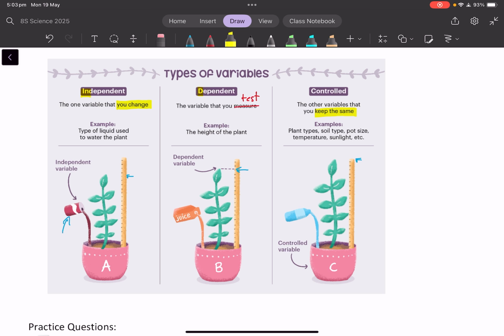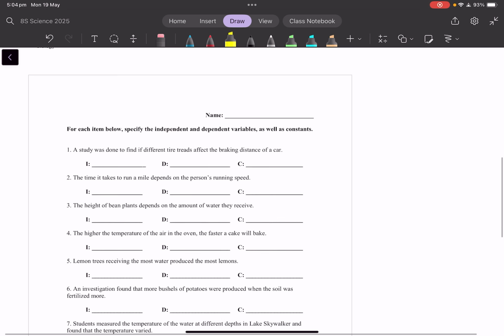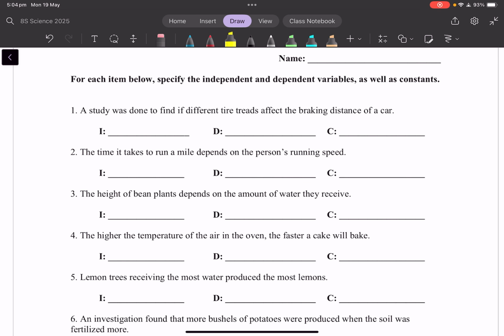So in our experiment, what stays the same? Well, ideally, we're keeping the plants the same, we're keeping the soil the same, the size of the pot, the temperature that they're growing in, the amount of sunlight that they get, and there are so many more than that. So your controlled variable often has many examples, whereas your independent and dependent only have one. So if we're to practice this a little bit with some questions, let's have a look.